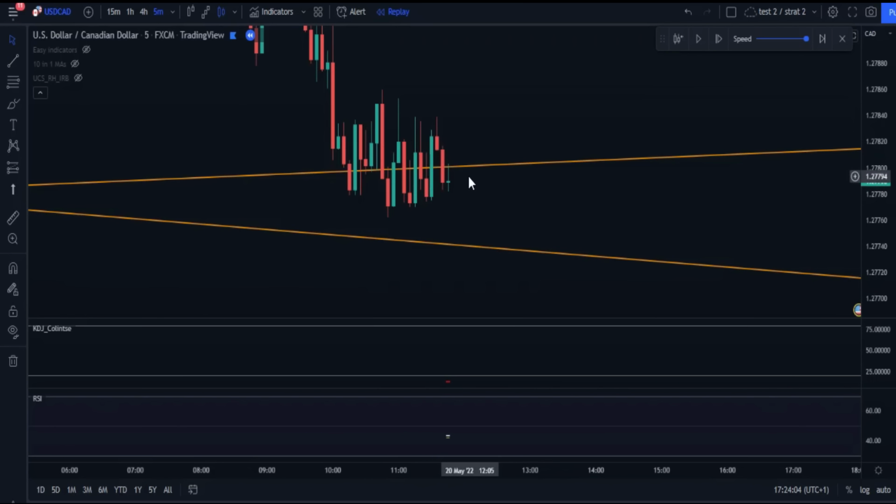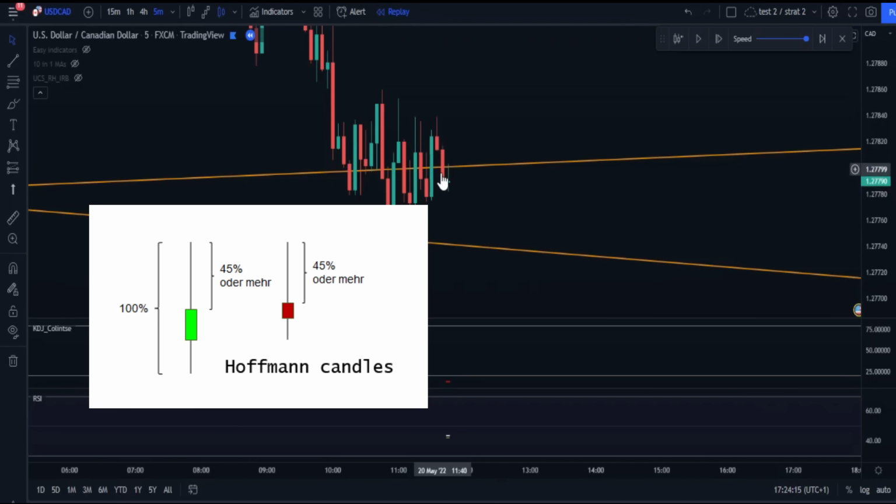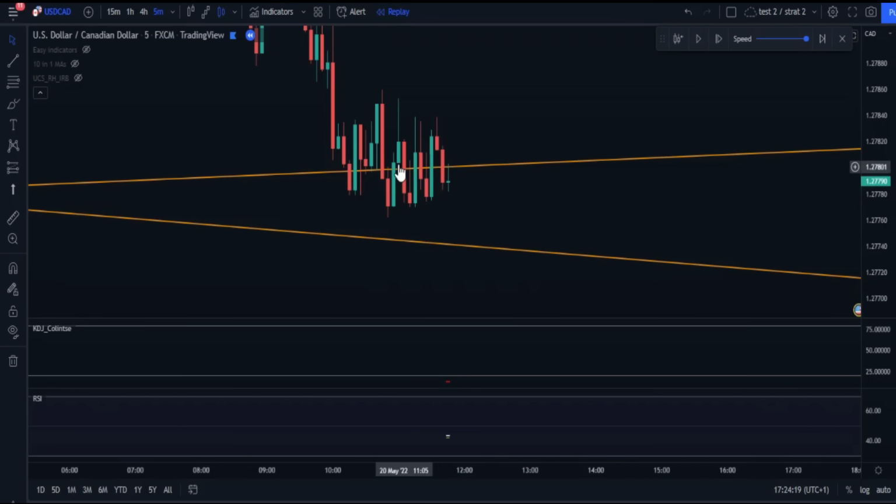In the 5-minute chart, we find a green candle with an upper wick longer than the lower wick, and this is not good, but if this wick is broken, it will be better than good. And this type of candle may remind you of the Hoffman strategy and the 45 candles. And if you do not remember this, I advise you to watch Hoffman's strategy on the channel.